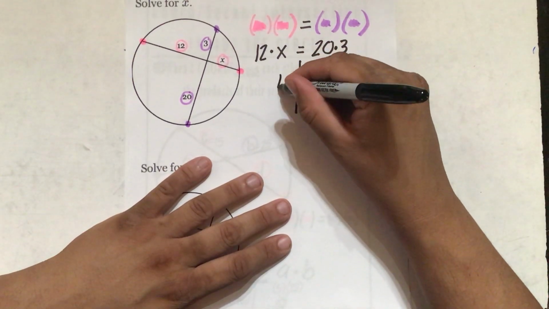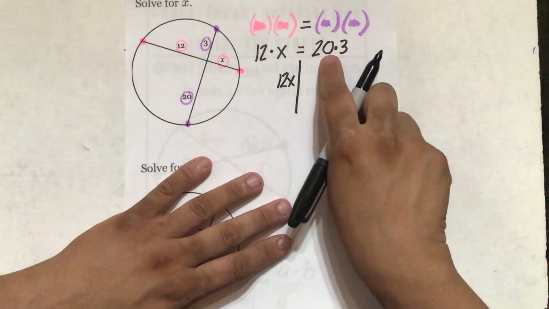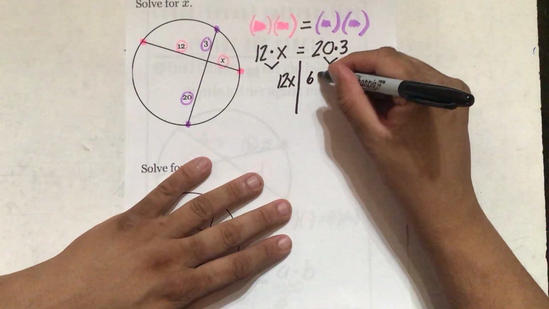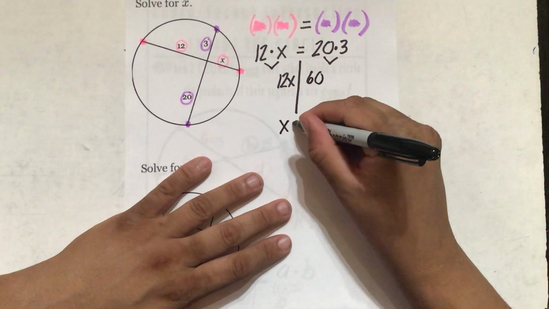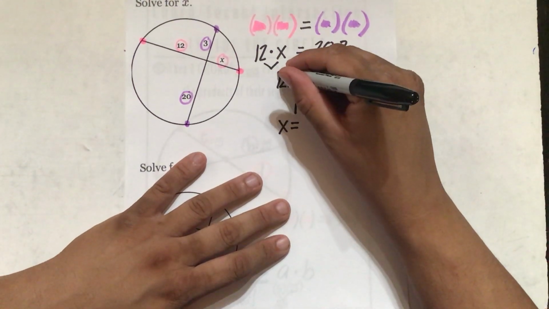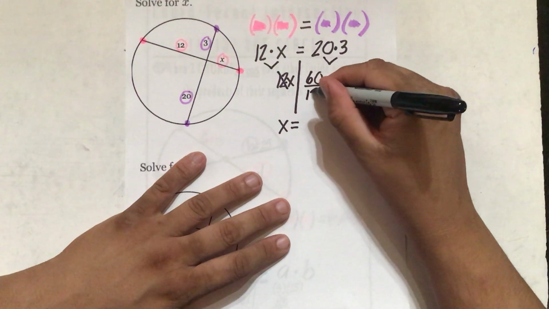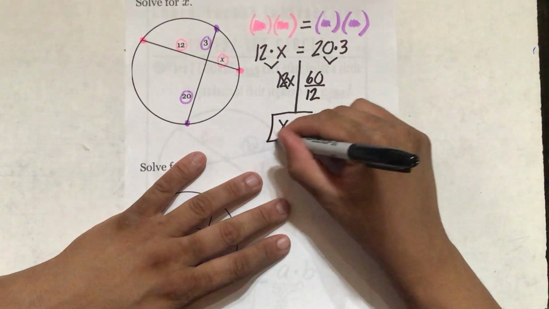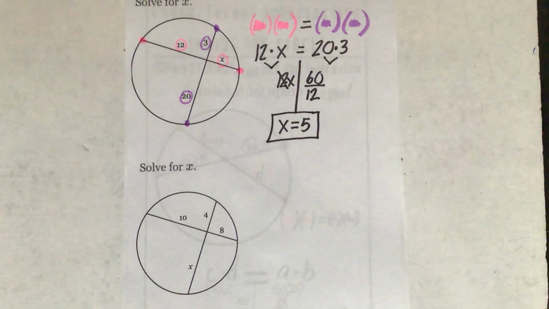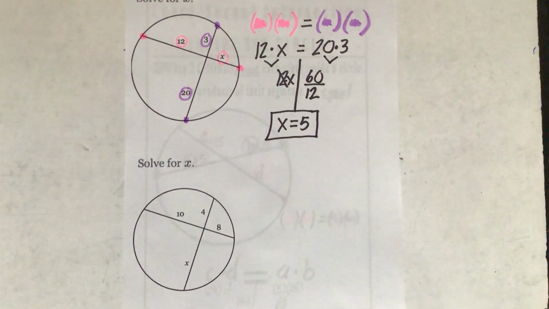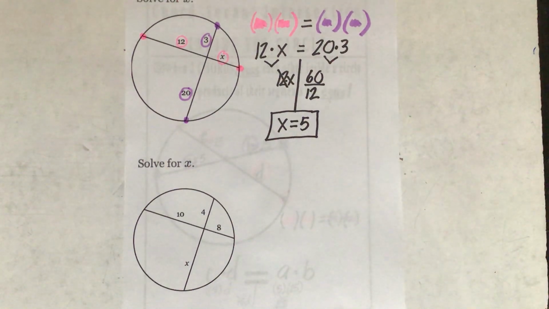12 times x is 12x. Right? These two give me 12x. 20 times 3 gives me 60. Well, I want to get x by itself because I want to solve for x. So this means 12 times x, so I cross out 12 and I divide by 12. 60 divided by 12 is equal to 5. And there we go. Look at that. X is equal to 5. Perfect.